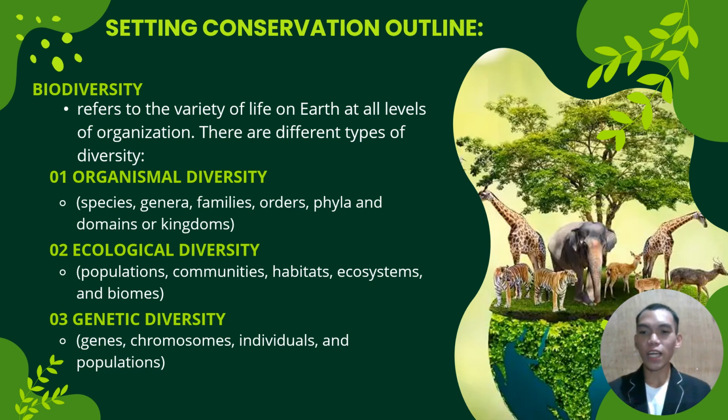So there are three different types of diversity. The first is organismal diversity. This considers the number of species, genera, families, orders, phyla, and domains or kingdoms. The second is ecological diversity. This considers the numbers of populations, communities, habitats, ecosystems, and biomes. Lastly, genetic diversity, which considers the numbers of genes, chromosomes, individuals, and populations.